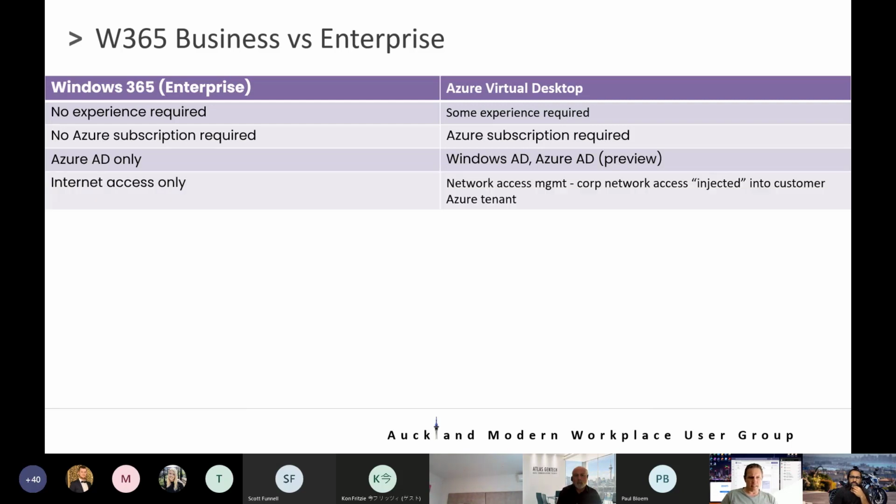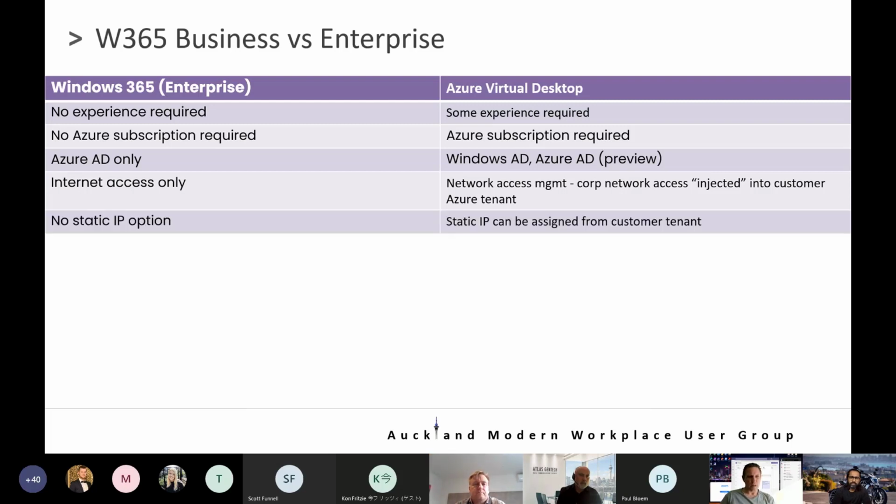You've only got internet access in business, so you just get Microsoft internet access basically. And in enterprise, as I showed you in that diagram, your network access is injected into your Azure tenancy, right? So you've got a bit of manageability of that. You will get billed for egress traffic, but you could do things like VPNs to your site, or various other things that you may already be doing in Azure will be supported by the business equivalent. There's no static IP option available yet in business. For enterprise, there is, because you have network control in your Azure tenancy.